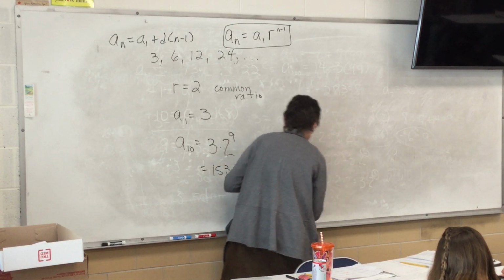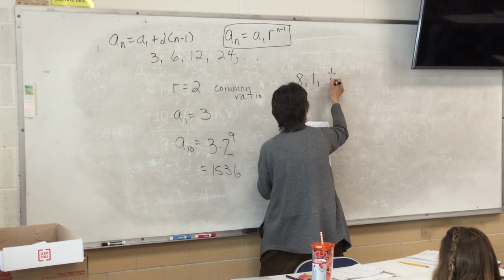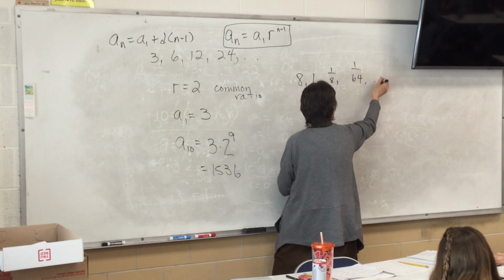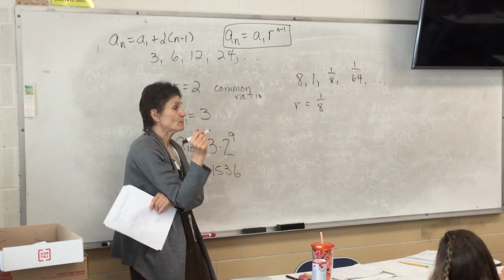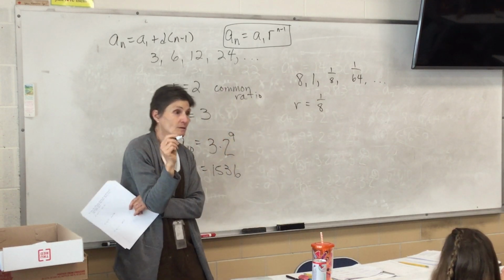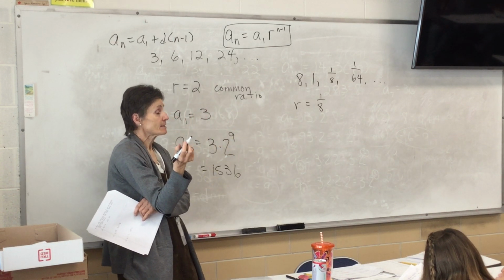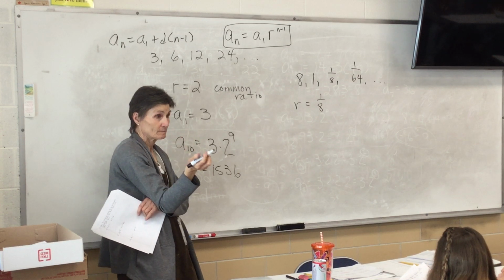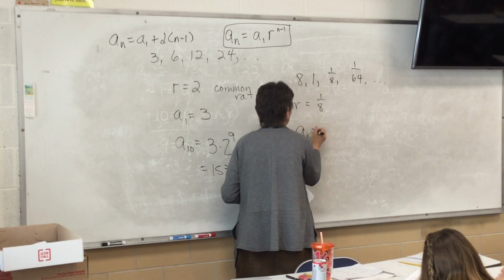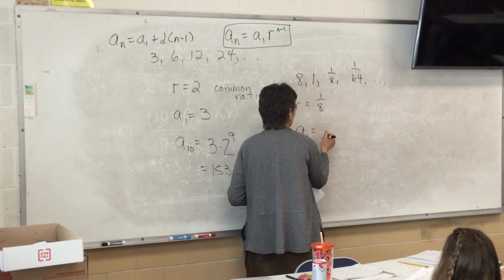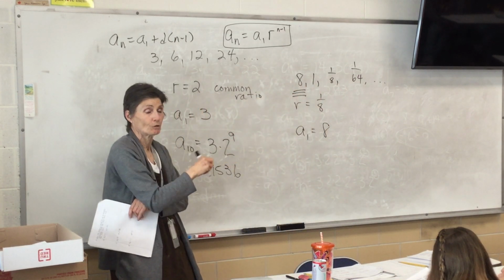Okay, so problem number 2, or B, problem B, says what's R? Well, what are we multiplying by, guys? 1/8. Remember with sequences, we either add or we multiply. So sometimes we have to add a negative, and sometimes we have to multiply by a fraction to get the division part of it. All right, what's a sub 1? 8. This is a sub 1. A sub 1 stands for first term.